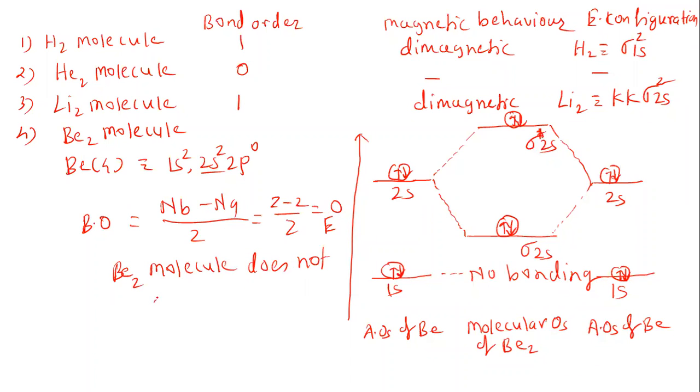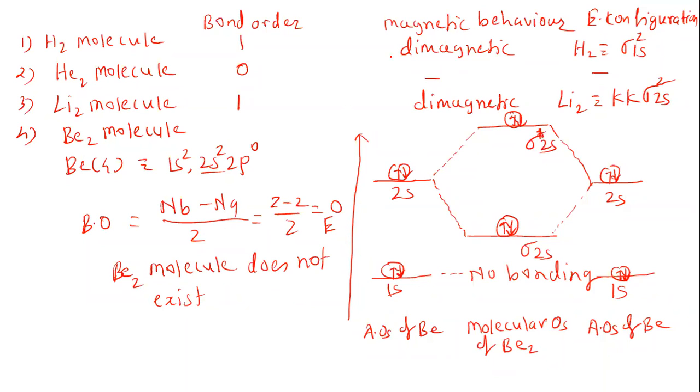The beryllium molecule does not exist as there is no bond order. So try to understand this. The bond order is equal to 0, so no bond order is there. It means that the molecule does not exist. So there is no need to write the electronic configuration of the molecule, and no need to explain its magnetic behavior. So this is the molecular orbital diagram for the beryllium molecule. Up to this point, it becomes very simple.